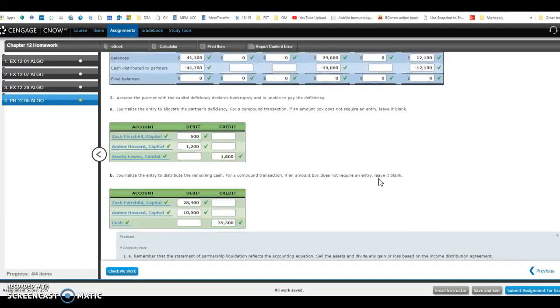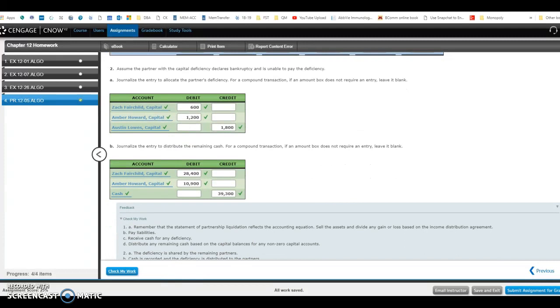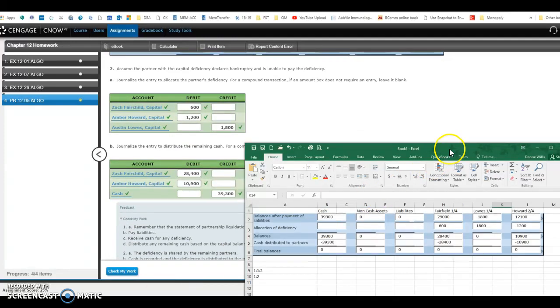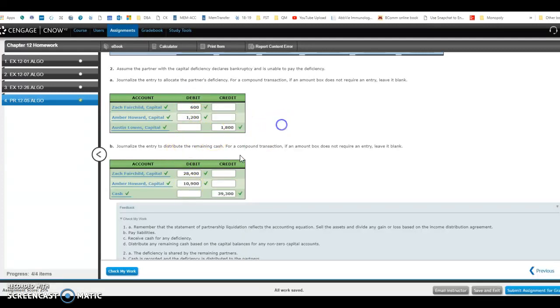Hopefully that clears up any issues you have. If not, feel free to email me some more, but I do strongly suggest after you do part 1, you attempt at least on scratch paper or something to go ahead and fill out this whole thing as if it was not received again, because that'll help you figure out the numbers you need for these journal entries right here.